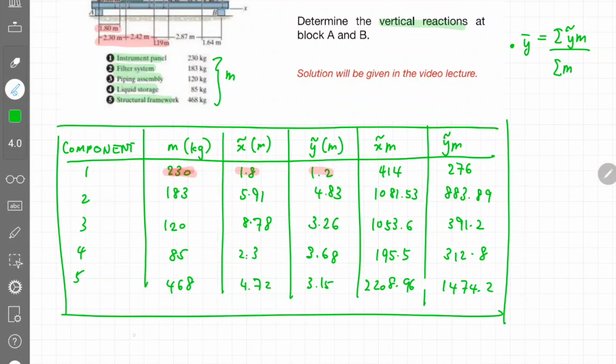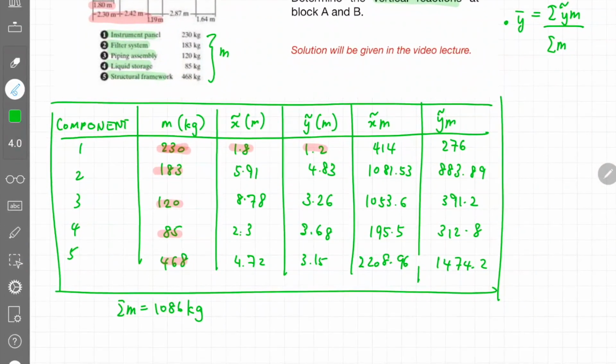Finally, we need to sum up the masses and also the multiplication of the masses with each centroid. The summation of the mass, which is 230 plus 183 plus and so on, you will get a total mass of the assembly of 1086 kilogram. What other information do you need? You also need to sum up the multiplication of x curve with m.